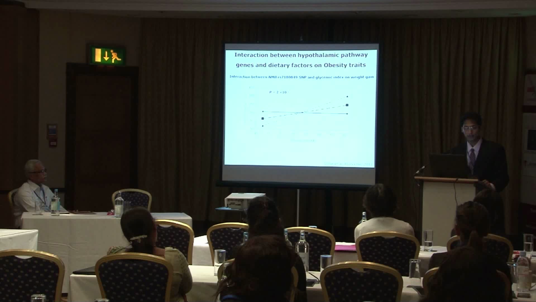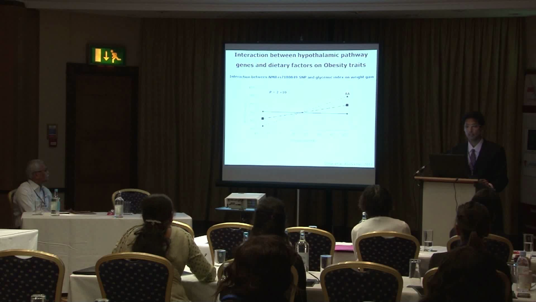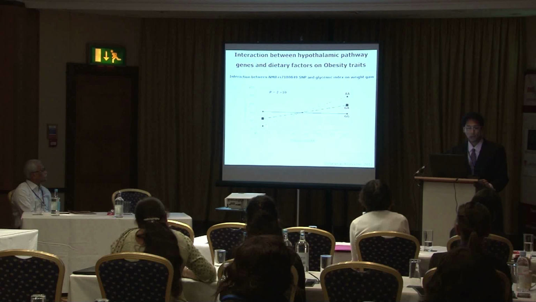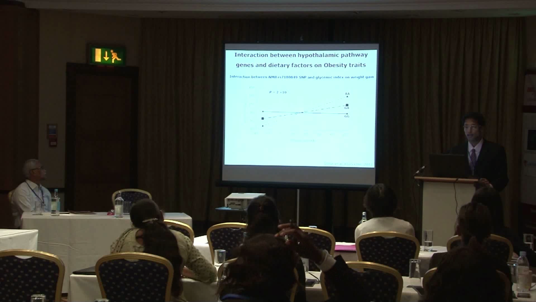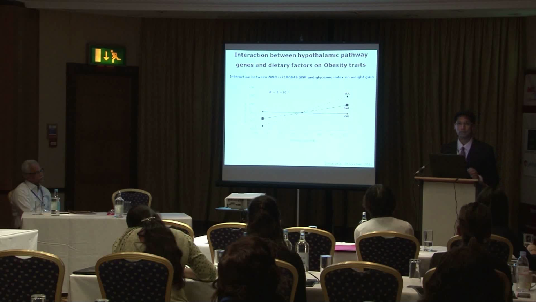So in this graph you can see on the x-axis you have the glycemic index, on the y-axis you have the weight change. These 3 lines, the 3 slopes, basically represent the 3 genotypes of the genetic variant. And as you can see, as the glycemic index increases, the annual weight change significantly increased for those individuals who carry the AA genotype, whereas the annual weight change did not change significantly for those who carry the GA or GG genotype. So this clearly shows that the AA genotype is a risk genotype.